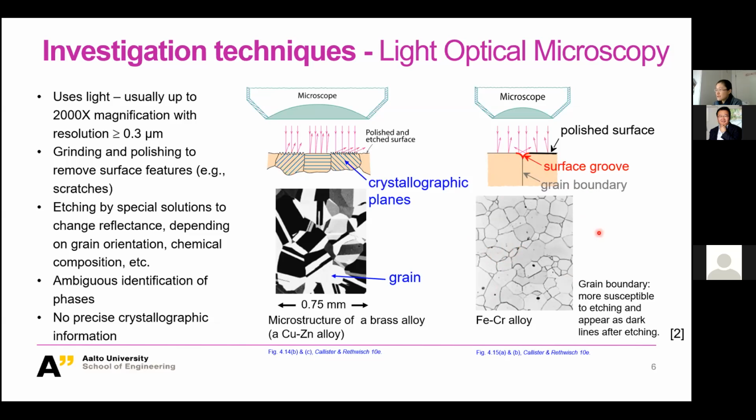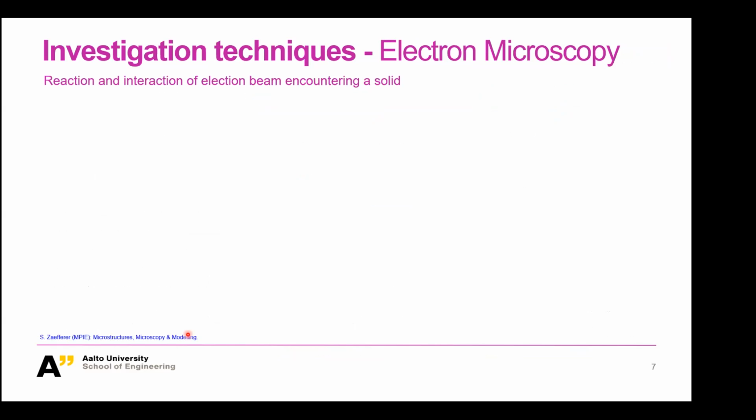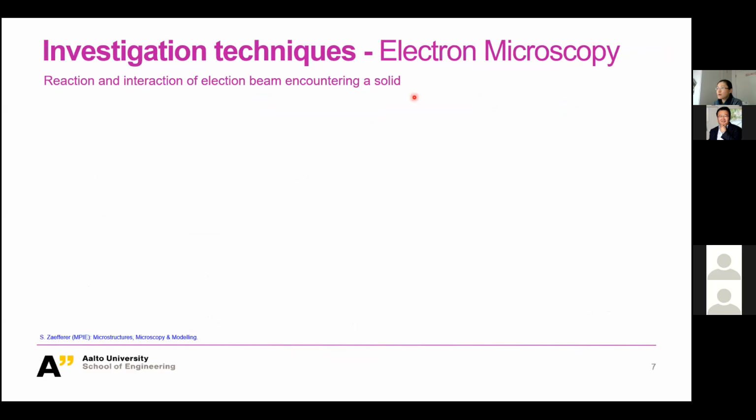And for this LOM technique, we can see that it only shows a rough representation of grains and phases. It will not give you more information about grain orientation. So we will need more powerful microscopies like electron microscopy. The basic idea of electron microscopy is based on the interaction of electron beams and a solid.